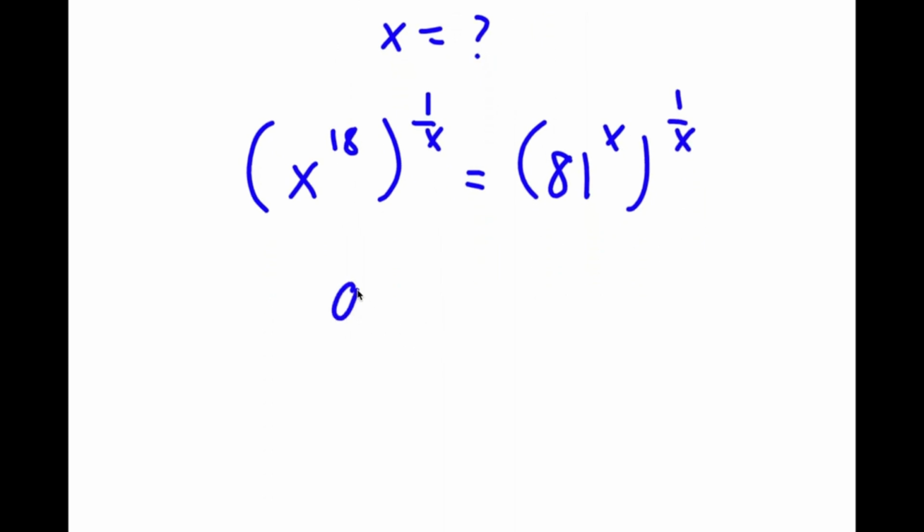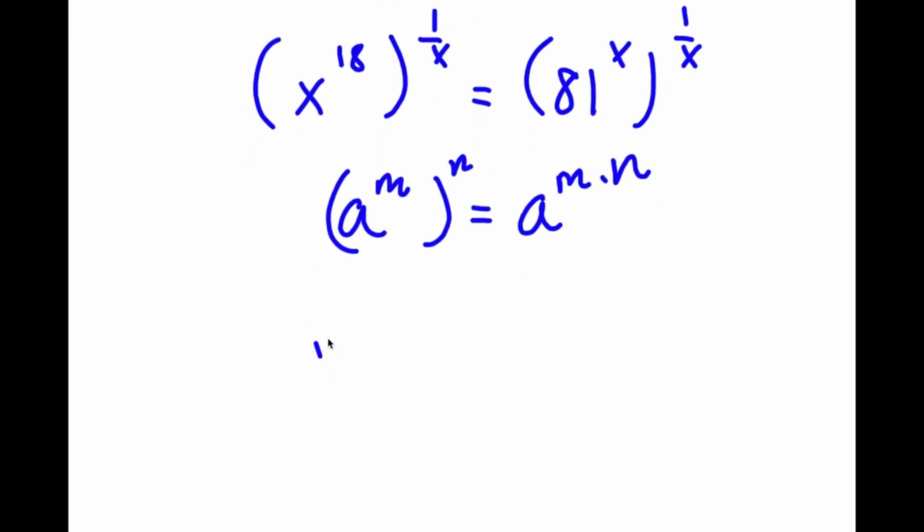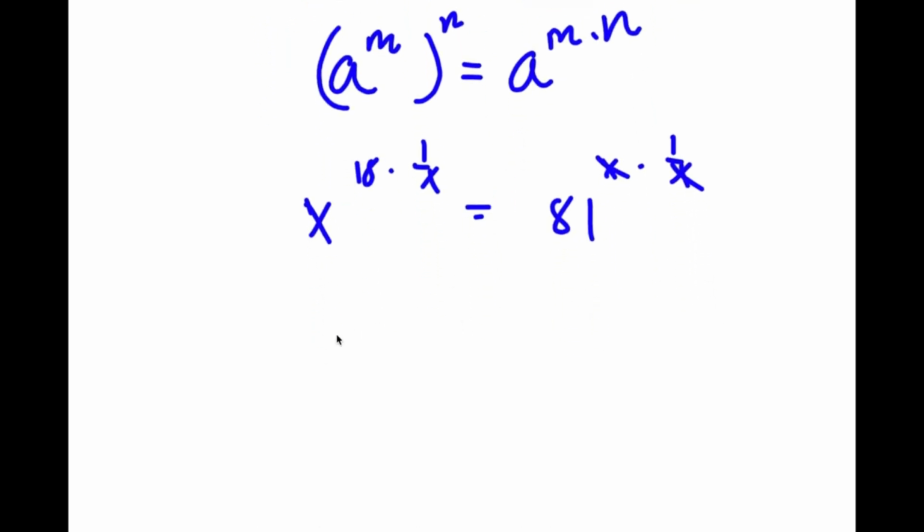Now if I have something in the form a to the power of m to the power of n, this is equal to a to the power of m times n. So in this case, I have 81 to the power of x to the power of 1 over x, and I have x to the power of 18 to the power of 1 over x. So this is the same thing as x to the power of 18 times 1 over x is equal to 81 to the power of x times 1 over x. So then these two cancel out. I'm left with x to the power of 18 over x is equal to 81.